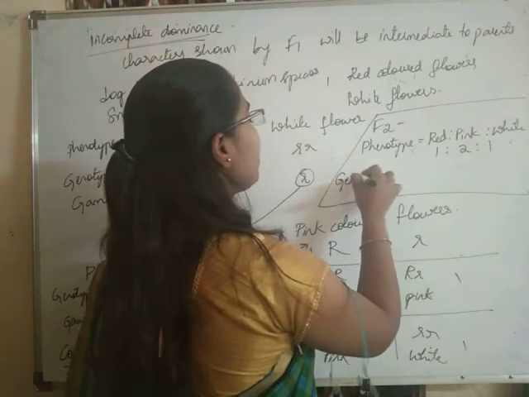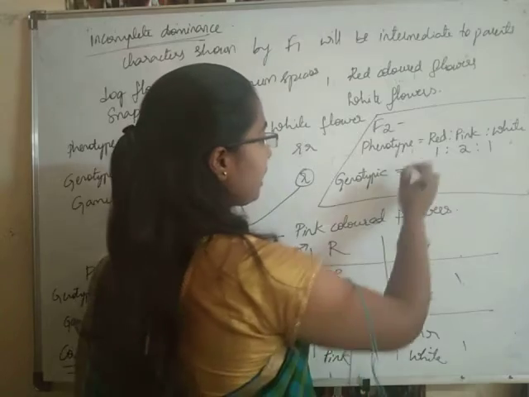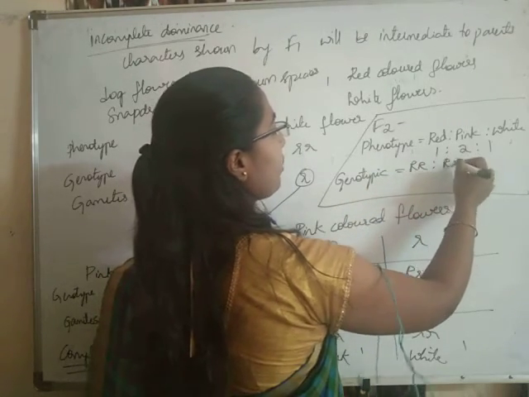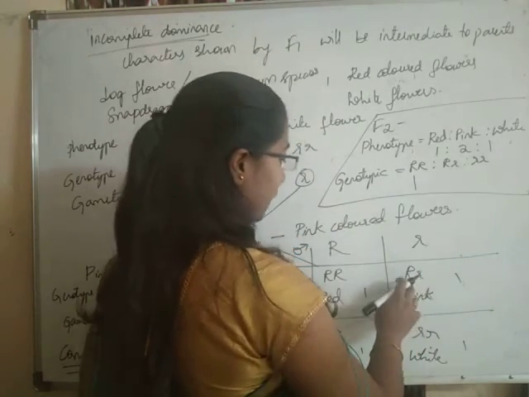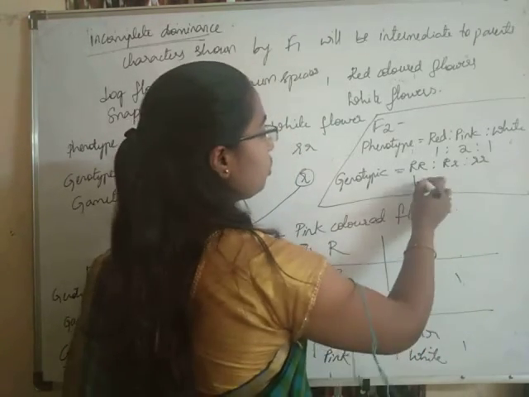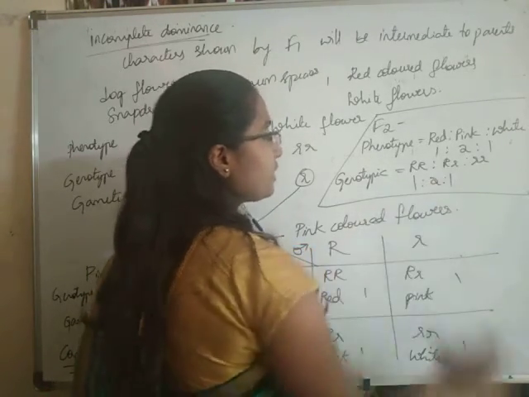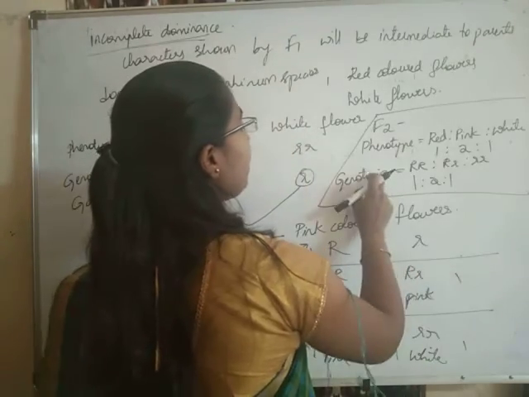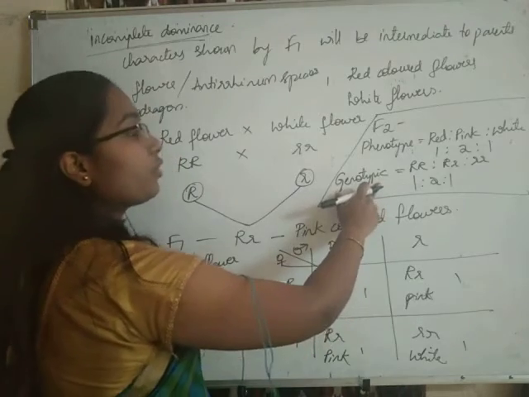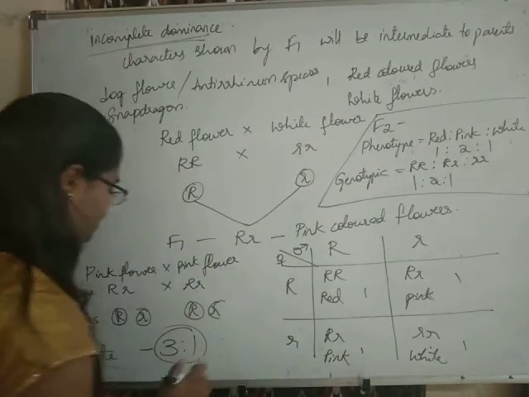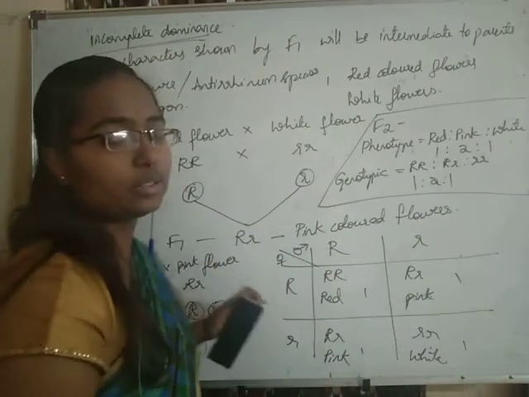When we come to the genotypic ratio, it is 1 capital R capital R, 2 capital R small r, 1 small r small r. So 1:2:1, this is the genotypic ratio. So in incomplete dominance the genotypic ratio and phenotypic ratio are the same. The genotypic ratio of incomplete dominance and complete dominance is the same, 1:2:1, but the phenotypic ratios are different.